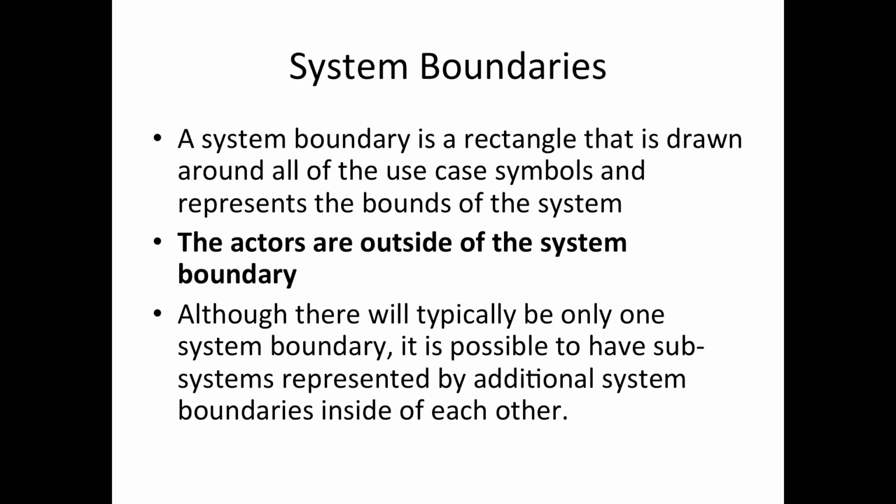System boundaries. A system boundary is a rectangle that is drawn around all of the use case symbols and represents the bounds of the system. Now the actors are outside of the boundary. That's a crucial thing. Although there will typically be only one system boundary, it is possible to have subsystems represented by additional system boundaries inside each other. So the crucial point here is that you need a system boundary drawn around all the use cases, and actors are outside the system boundary. Now this will make a bit more sense when we get to some diagrams up ahead.